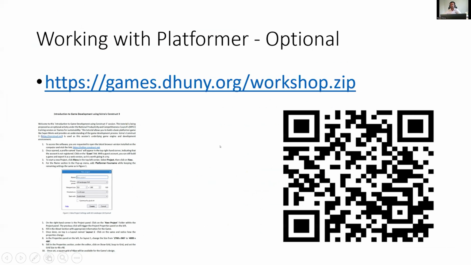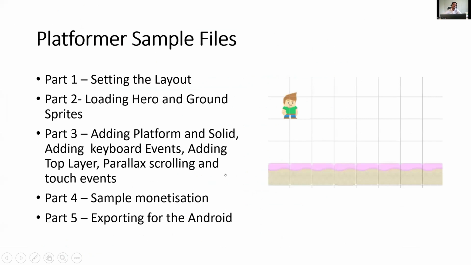This is a link for the assets, which is optional for those of you who want to try that. What you have in the assets files is simply that we have different parts. Part one, where we set up the layout. Part two, we load the hero and the ground. Part three, we add the platform behavior. And part four and part five are the process where we add monetization and we export the game.